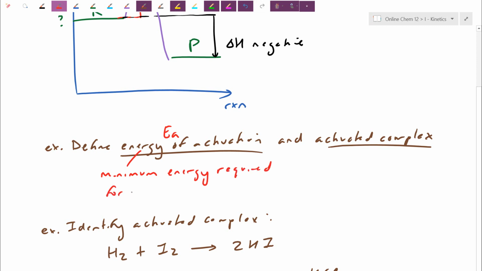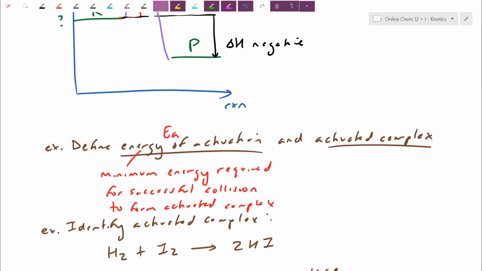for a successful collision, right? Usually this question will be worded out of 2. I gave you 1 out of 2 for that. You did mention the minimum energy. What's missing here is they want you to add the phrase activated complex somewhere. So instead of just leaving it as for a successful collision, I want to emphasize here, to form the activated complex.